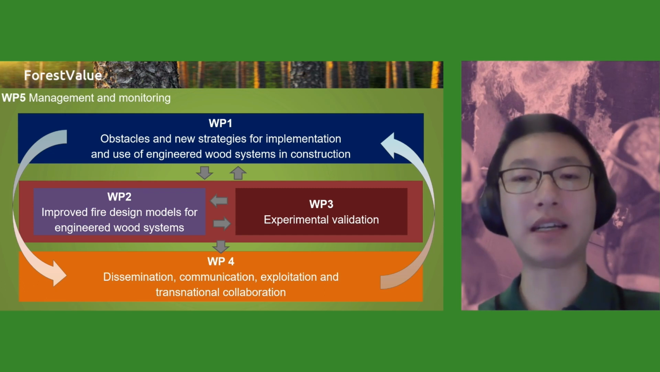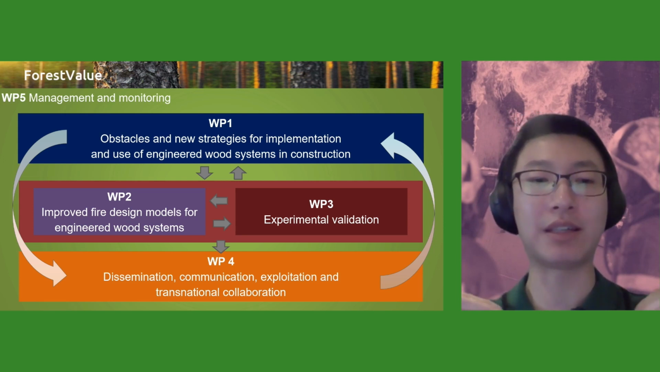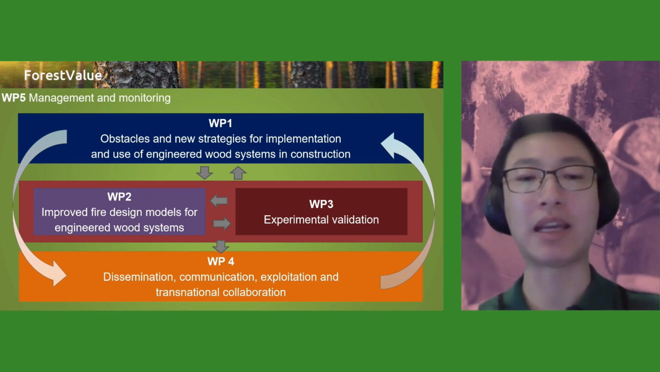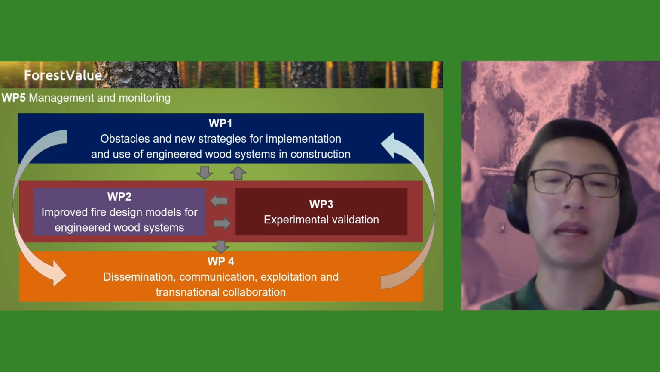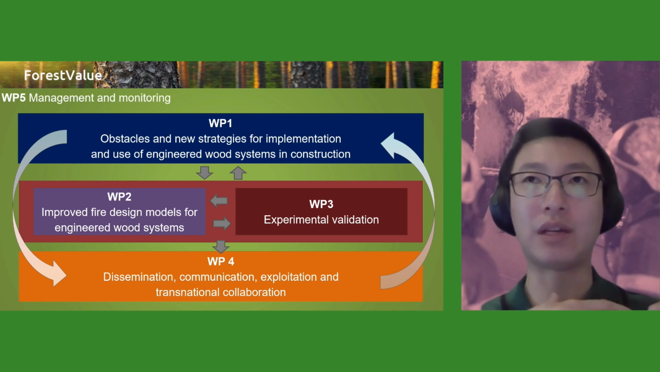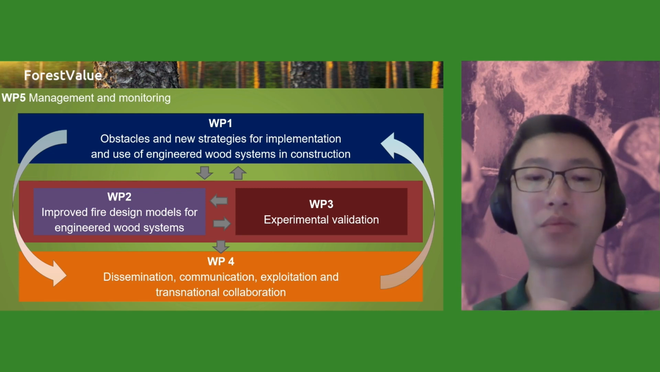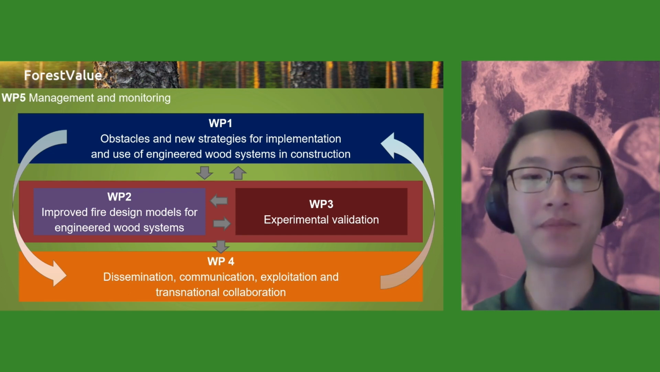As you can see here, this is the overall structure of our project. We have work package 1 looking at the strategy and implementation obstacles, and we have work package 3 doing a lot of experiments, and the data goes into work package 2 to help us design better models. And of course, throughout the whole process, we want to disseminate, communicate, and also create translational collaboration. All this is managed in work package 5.